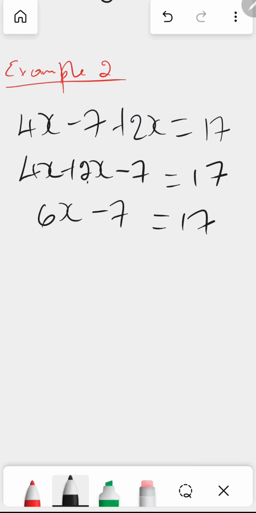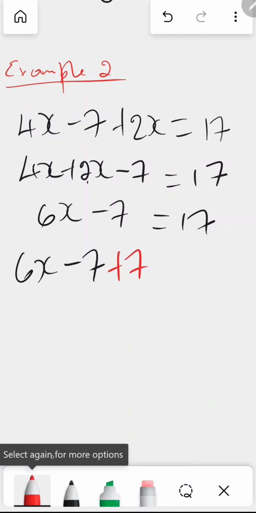Now from here, we are going to add 7. If you remember in our previous question, we had plus 5, so we minus 5. But here we have minus 7, so we are going to plus 7 on both sides. So let's go. It's going to be 6x minus 7 plus 7 equal 17 plus 7. Remember, what we do on one side, we do to the other.